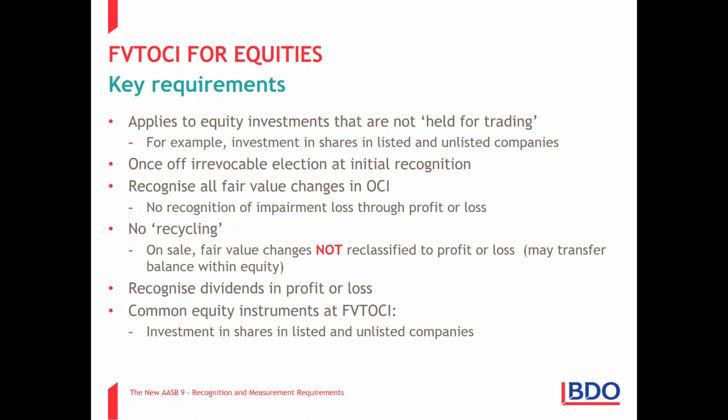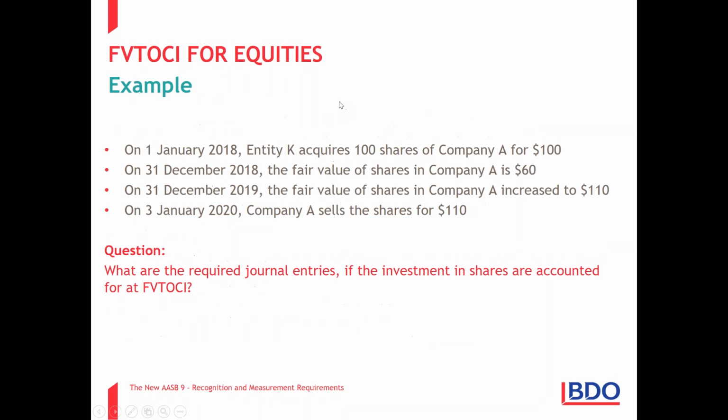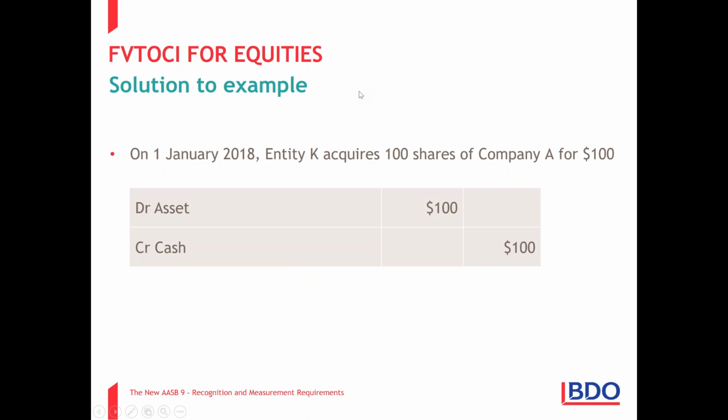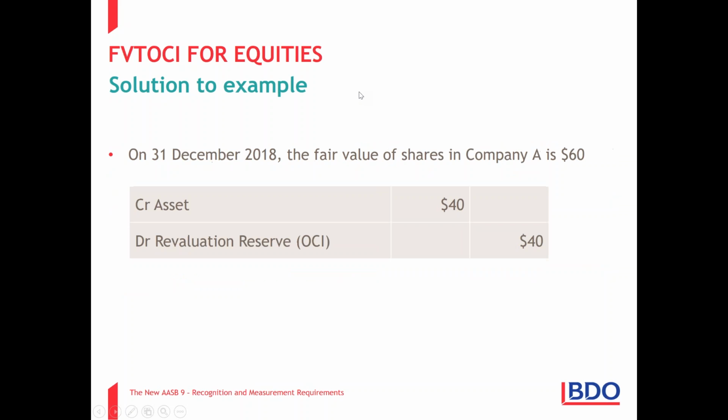And then, common equity instruments that are in this category would be investment in shares in listed and unlisted companies where you've made that election. Remember, it cannot be held for trading. So if I go back to my same example, and now we're saying what would the journals be for entity K if the investment in shares are accounted for at fair value through other comprehensive income. So exactly the same information. How would it change? So day one, debit the asset, credit cash 100.